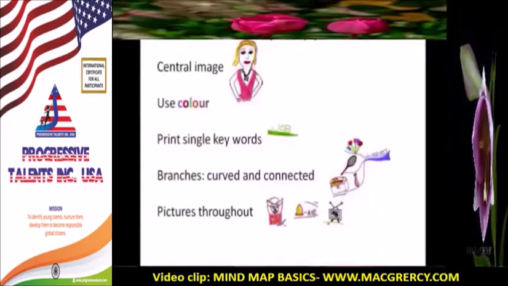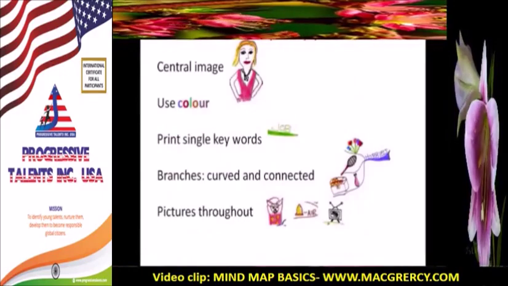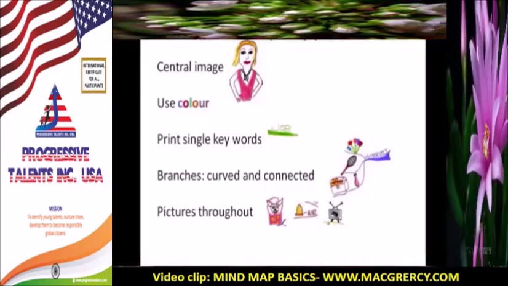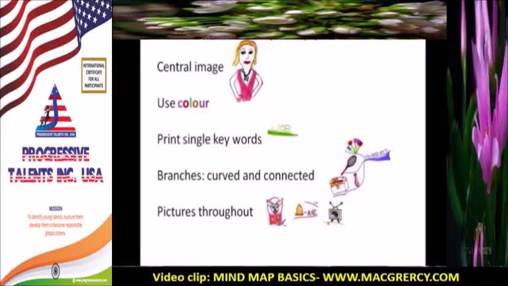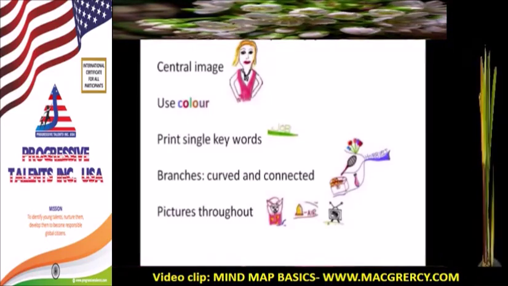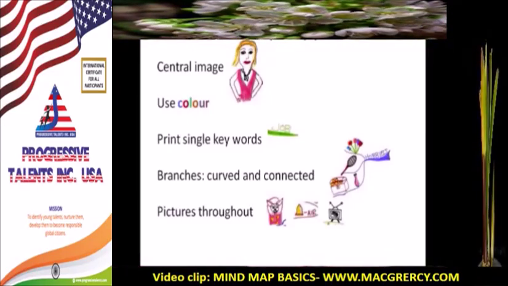So to summarize, begin with a central image. Use color throughout the whole mind map. Print the single keywords on the branches and make sure those branches are curvy because it looks more interesting and also connected to each other. Also use pictures throughout the whole mind map.